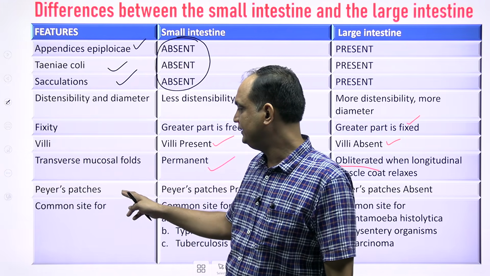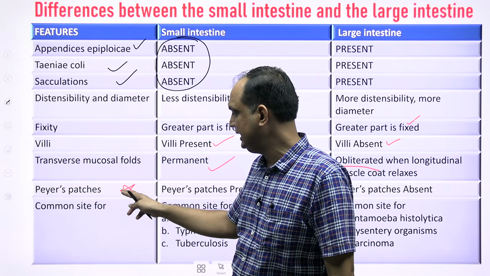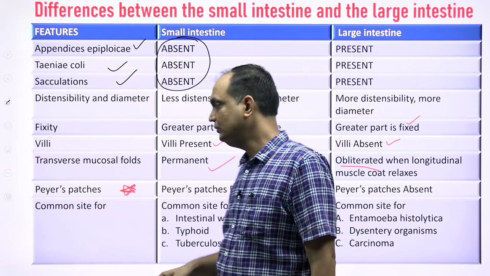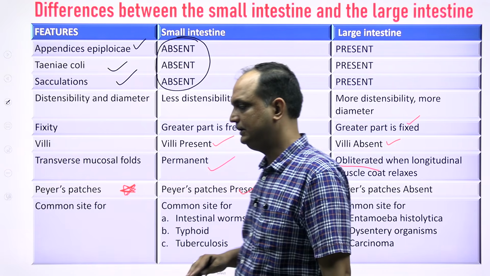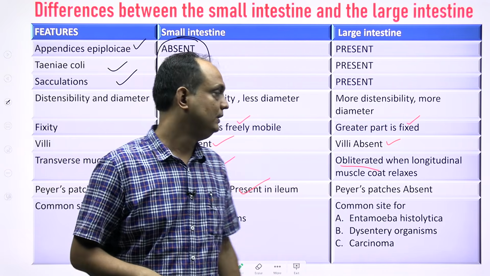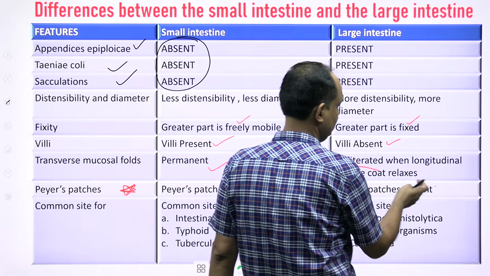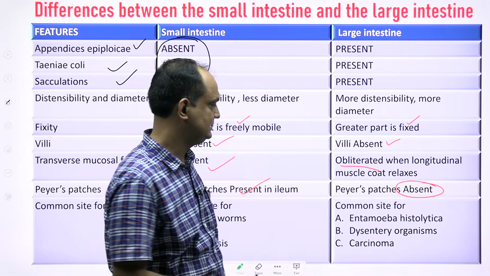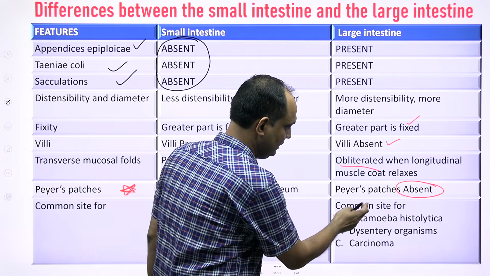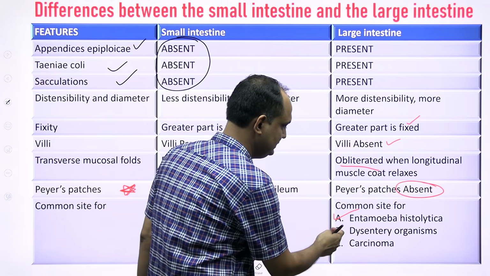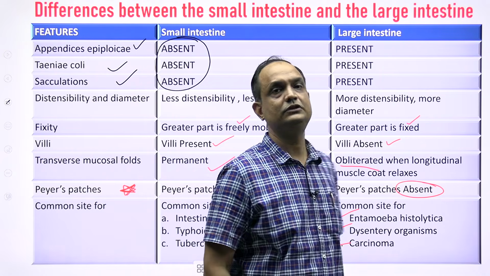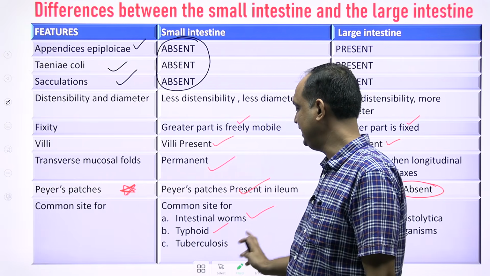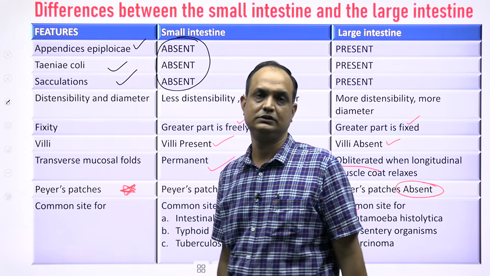Now what about Peyer's patches? Peyer's patches are a very characteristic histological feature of the ileum, which are not seen in the large intestine. Apart from that, clinically, the large intestine is the site of Entamoeba histolytica, dysentery and carcinoma, while the small intestine is more the site of intestinal worms, typhoid and tuberculosis.